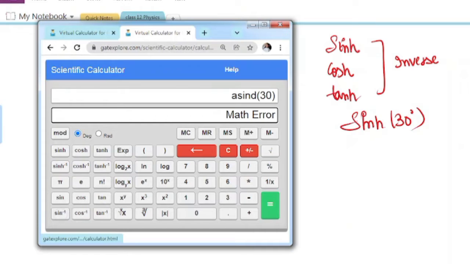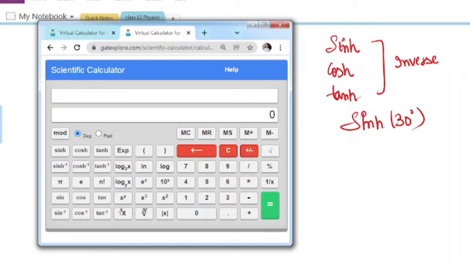Just 30 sine inverse, sorry, we don't find 30 sine inverse; 0.5 sine inverse will become 30 degrees. Same here, if you want to find 1 by 2 cos inverse, you will get the value. Or you can say 0.5 cos inverse, you get the value. If you want to find 1 tan inverse, you get the value. Same, you can use the sine inverse, cos inverse and tan inverse.